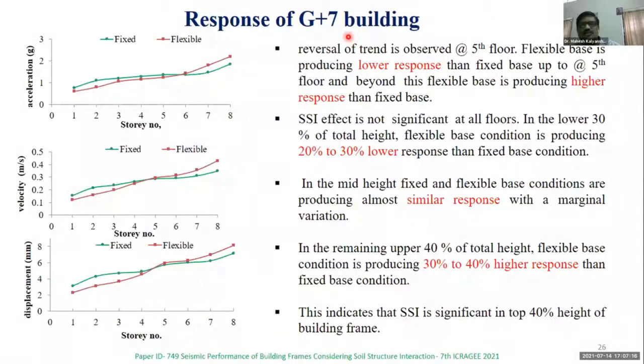And whereas in G+7 building, we get a mixed kind of response. And it is observed that in the mid height, fixed and flexible base conditions are producing almost similar response. Okay, whereas in the remaining upper heights, say maybe 6th, 7th, or 8th story, we are getting 30 to 40% higher response for flexible base. So this indicates that the SSI is significant in the top almost 40% of the height of the building, whereas in the bottom portion the SSI is not significant.